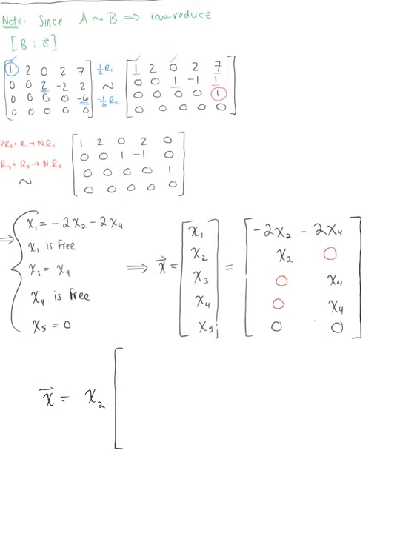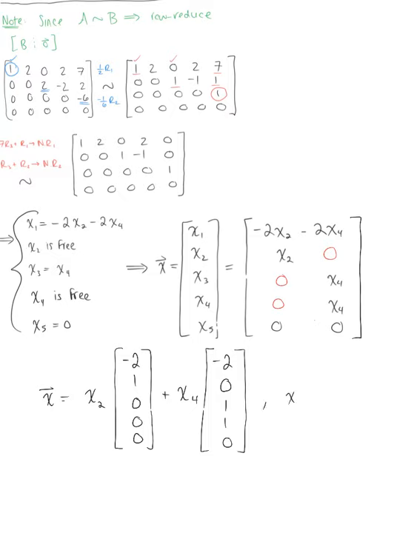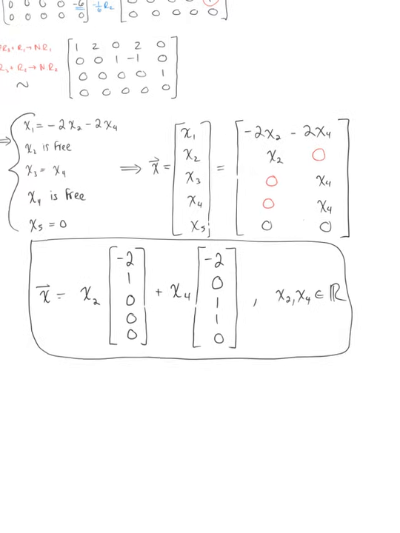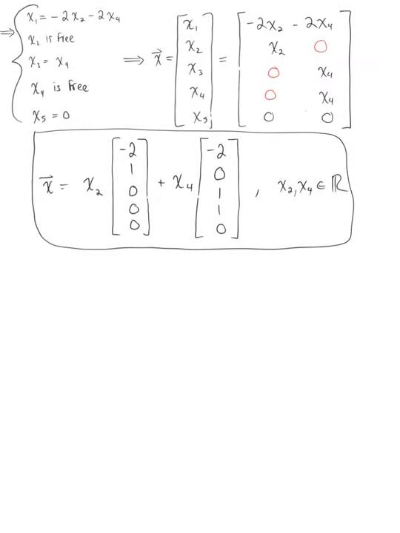vector x is defined by x sub 2 multiplied by the column vector -2, 1, 0, 0, 0 plus x sub 4 multiplied by the column vector -2, 0, 1, 1, 0. And this is such that x sub 2 and x sub 4 are free. And so this is the general solution to our matrix. And we use this to find the null space of matrix A.